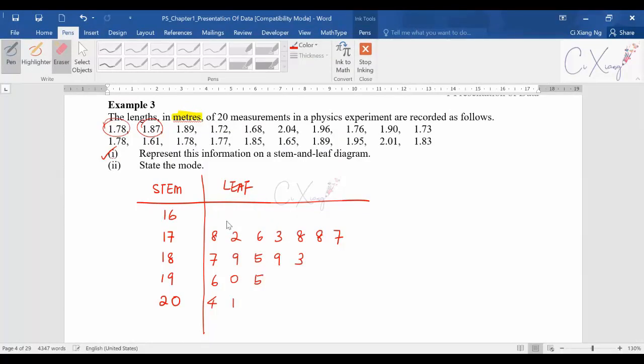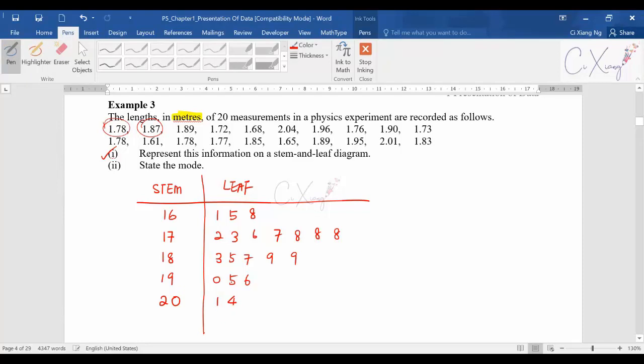So this one is 158. So this one is 2, 3, 6, 7, 8, 8, 8. You rearrange all the leaves from the smallest number to the largest number. Like for this one it is 3, 5, 7, 9, 9. Then 0, 5, 6. And the last one you're having 1, 4.